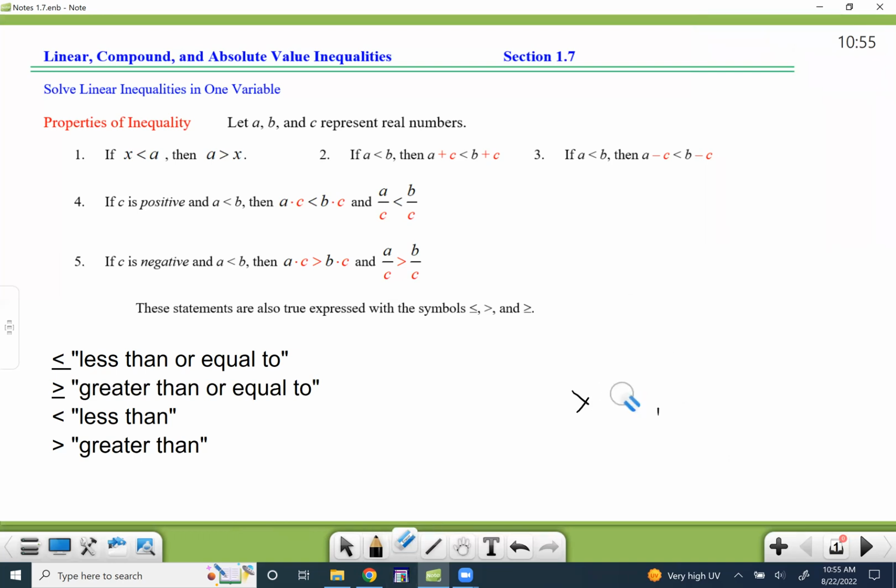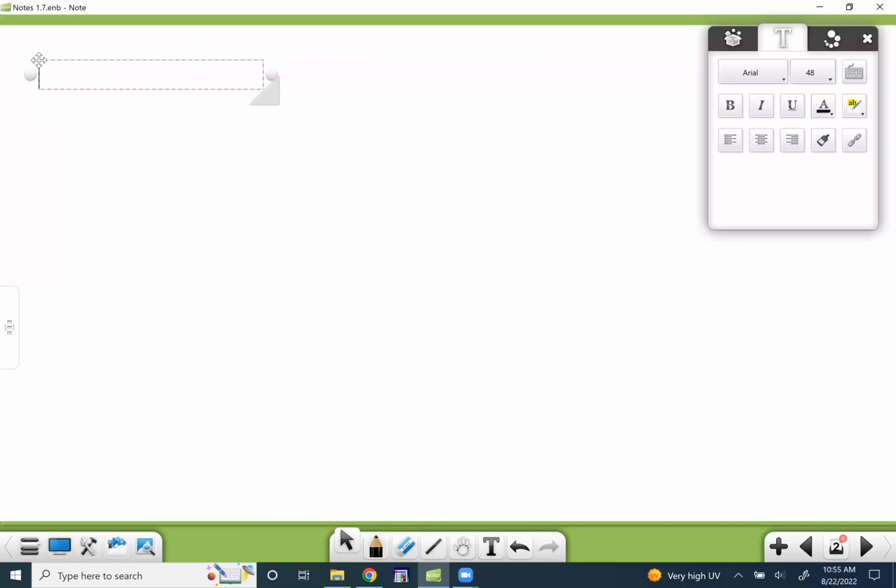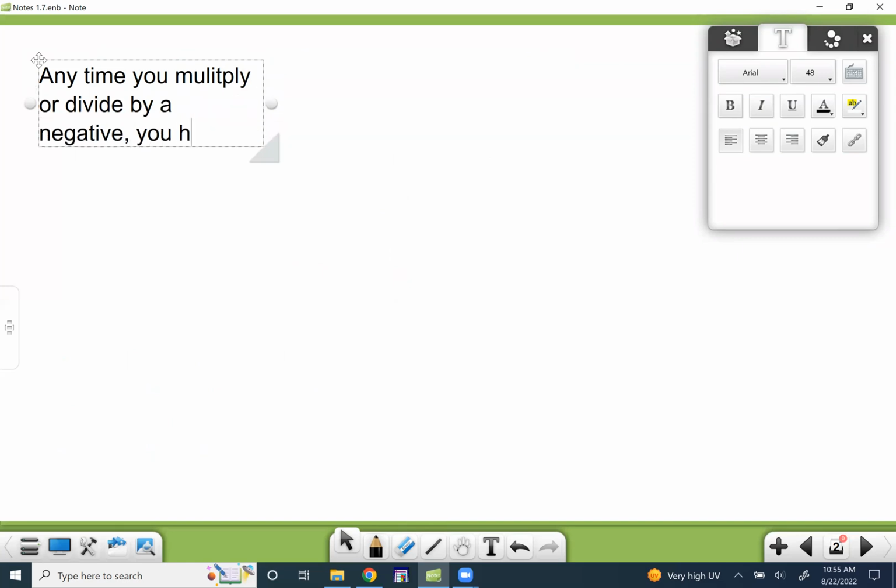All right, so what is different? Let me insert a slide here. The big thing that you need to know when it comes to inequalities is that anytime you multiply or divide by a negative, you have to switch the sign. You have to flip the inequality.